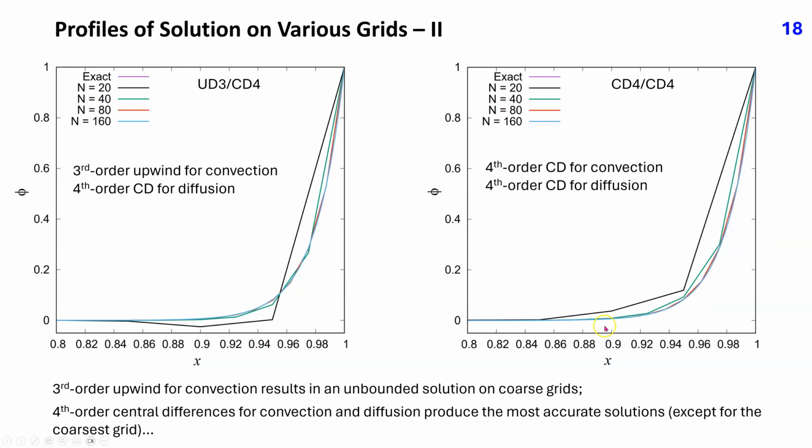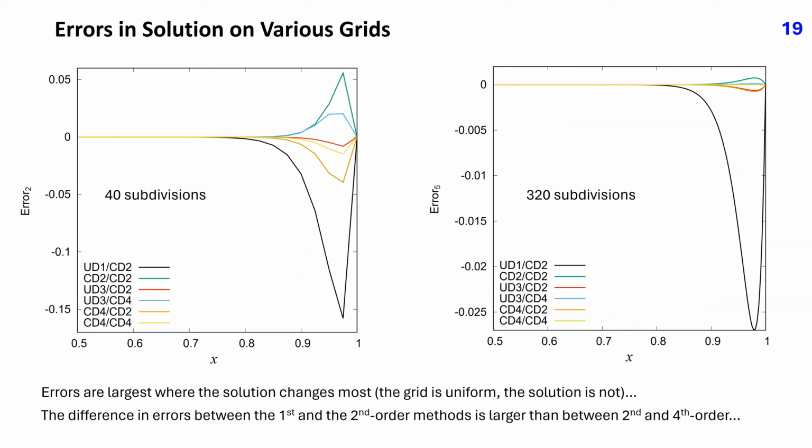This slide shows the distribution of local error in solutions obtained with different combinations of approximations for convection and diffusion terms. Left for the grid 2 with 40 subdivisions and right for the grid 5 with 320 subdivisions. Negative error means that computed values are greater than the exact solution and vice versa. For both grids and all scheme combinations, errors are the largest around the location x equals 0.98, which is where the strong change in profile slope begins. Errors are negligible for x less than 0.8 for all schemes.